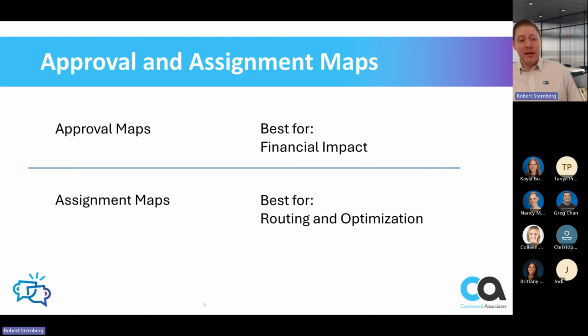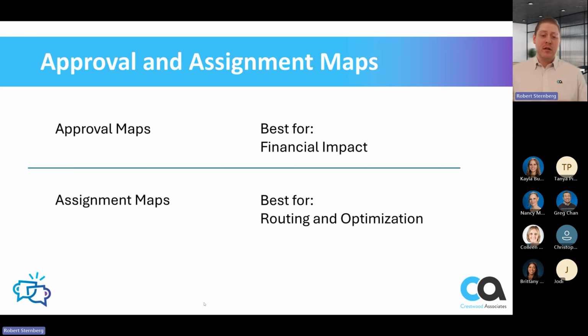Let's talk about approval and assignment maps. First thing we're going to do, a quick and dirty explanation of the difference between approval maps and assignment maps. Approval maps are really used and are best for financial impact. So that would be approving a payment, approving a bill, a purchase order, approving GL, or even over into bank reconciliation in Acumatica's latest versions.